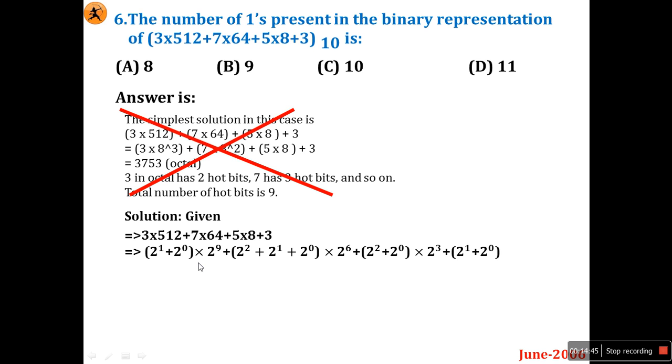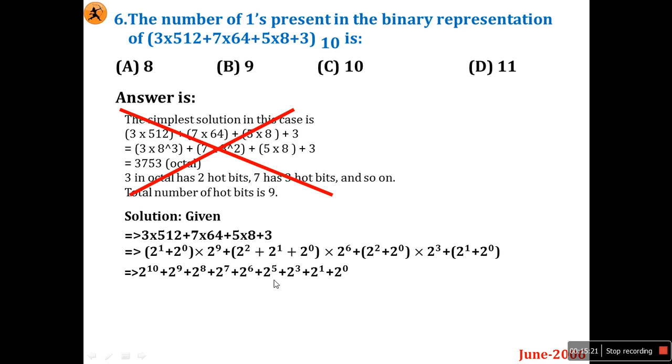Then multiply this one. 2 raised to 1 into 2 raised to 9. The bases are the same, so add the powers, that is the law of indices. 1 plus 9 is 10. Multiply 2 raised to 0 with 2 raised to 9: base 2 is the same, add powers, 0 plus 9 is 9. Similarly multiply 2 raised to 6 into 2 raised to 2, that is 2 raised to 8; 2 raised to 6 into 2 raised to 1, 2 raised to 7; 2 raised to 0 into 2 raised to 6, 2 raised to 6. Then 2 raised to 3 into 2 raised to 2, 2 raised to 5.